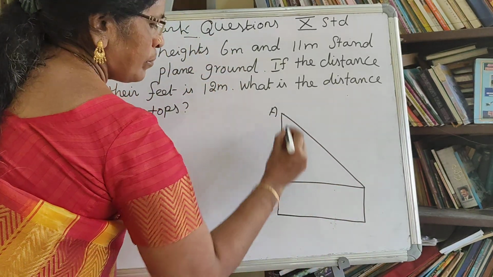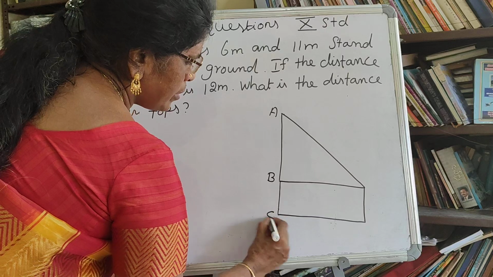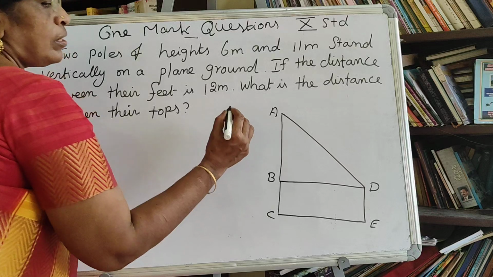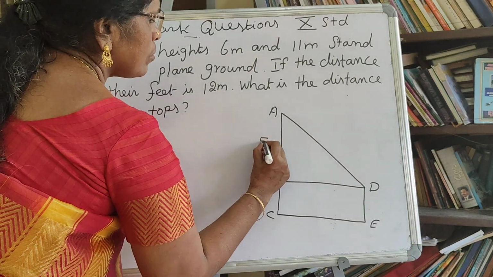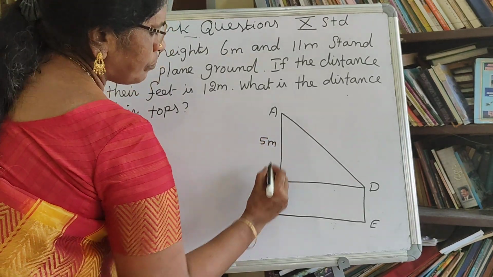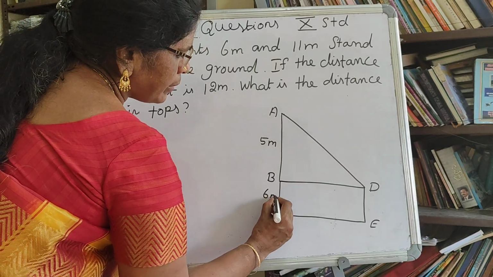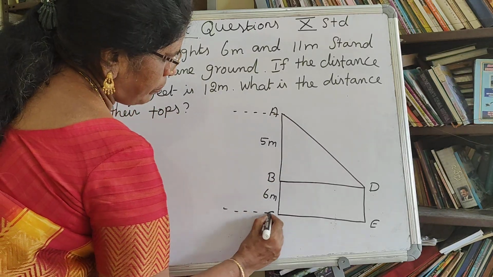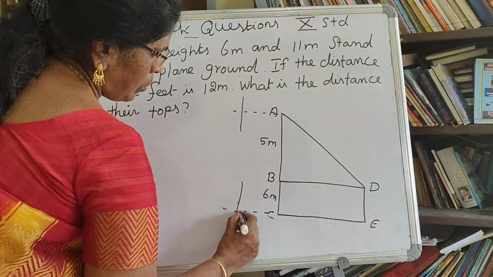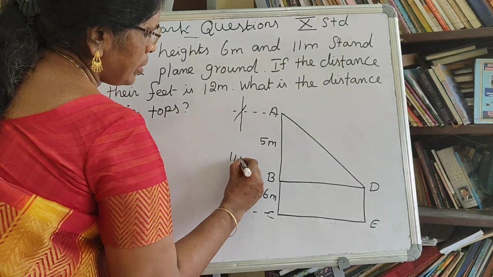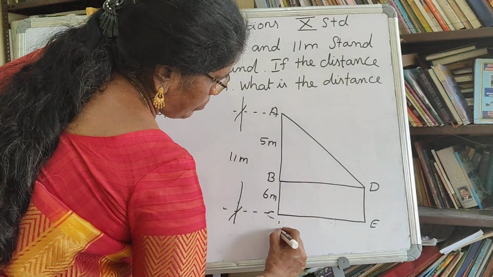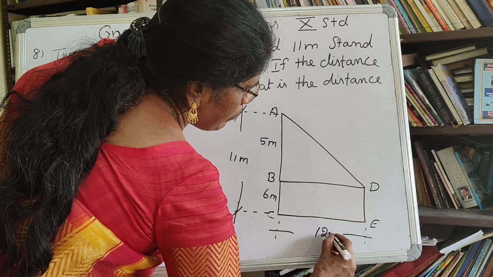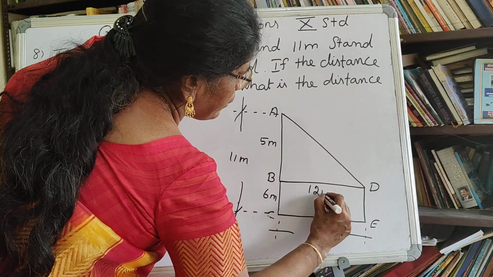This is A, this one is B, this one is C, this one is D and E. This one is 5 meter, this one is 6 meter, total 11 meter. This one is 11 meter. This 12 meter, this also 12 meter.